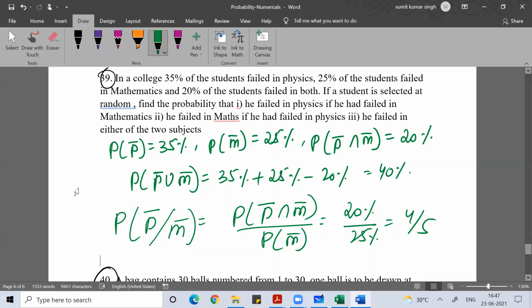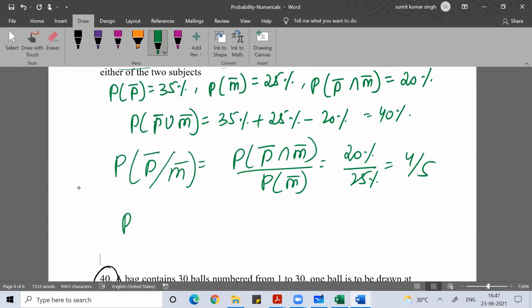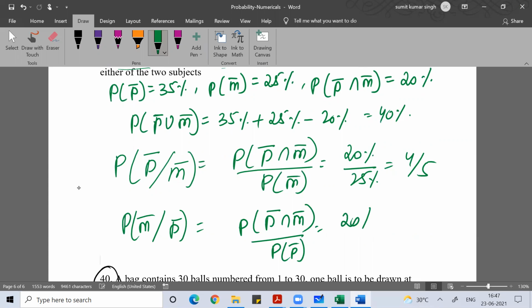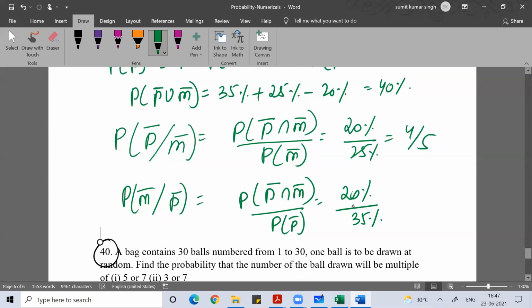Then second, find the probability that he failed in maths if he already failed in physics. The probability that he failed in maths given that he already failed in physics is probability of intersection divided by probability of B dash. The intersection is given as 20, and the probability of failing in physics is 35. This would be 4 by 7. I hope you understood this.